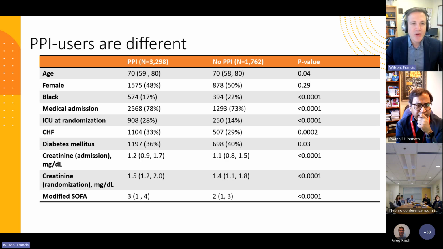This is from the ALIA-2 trial. People receiving PPIs on the left, no PPIs on the right. So this is not randomized anymore. This is someone chose to prescribe PPIs. And what you can see is that the people on PPIs are a little bit more medical than surgical. They're more likely to be in the ICU, more likely to have CHF, have a slightly higher creatinine at admission, and a higher modified SOFA score. So, broadly speaking, people on PPIs are sicker than people not on PPIs. I'm not entirely sure what that means or why alerts should work better necessarily in people who are generally more sick. But it's worth remembering that it might not be the PPI effect. It might be that PPIs flag a different population of patient.